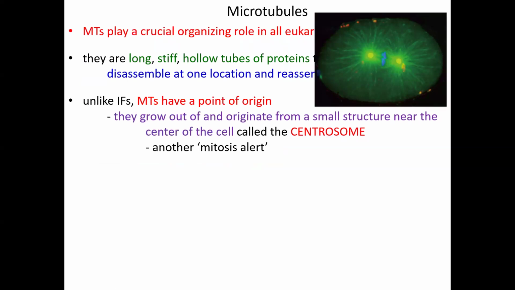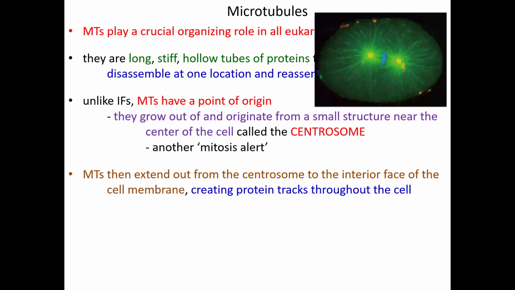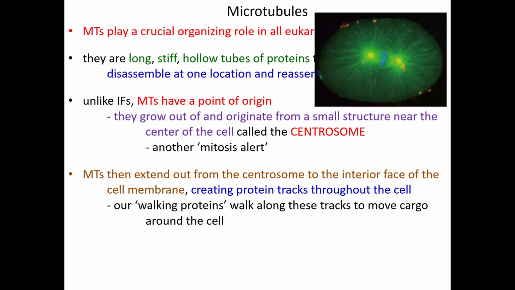So this is our second kind of mitosis trigger warning. We'll be talking much more about this next week, but this is where the microtubules, the spindle fibers that pull sister chromatids apart, come from. So once made, microtubules extend out from the centrosome, and they head generally outwards. Usually the centrosomes are near the nucleus, and the microtubules head outwards towards what we refer to as the cell periphery, in the direction of the cell membrane. And then they anchor, and they create protein tracks throughout the cell, tracks on which transport will occur.